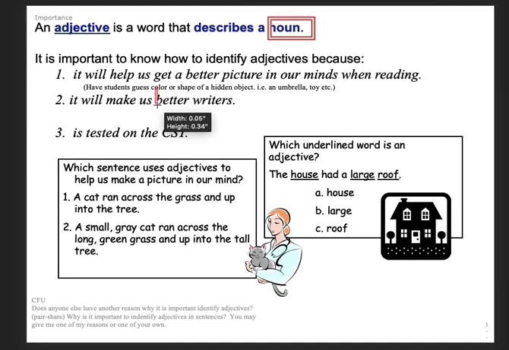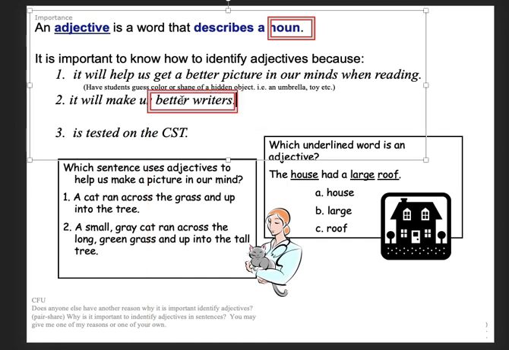Why do we talk about adjectives? Why do your teachers, Mrs. Knowles and Miss Robertson and myself, keep talking about this? This, boys and girls, is the reason. If you put adjectives in your writing, you're going to be a better writer.